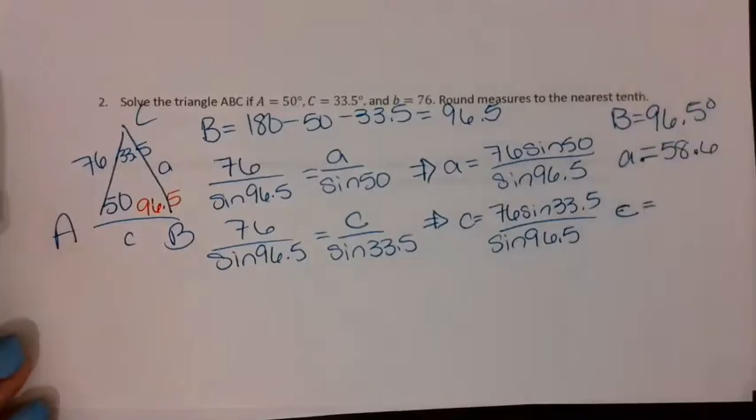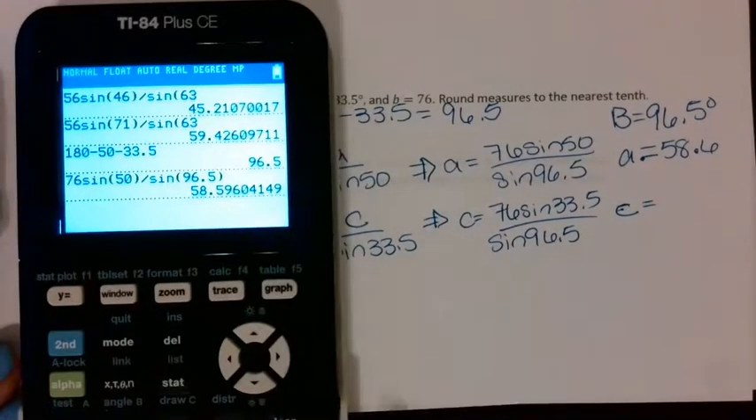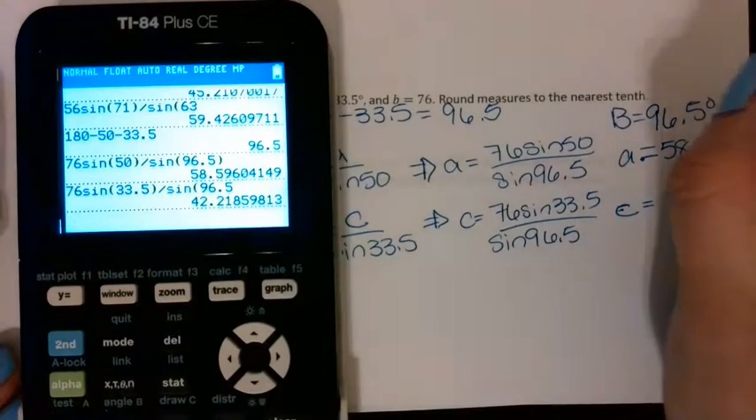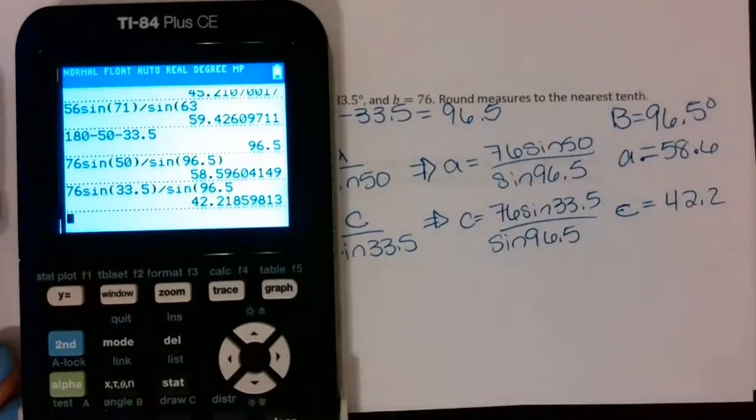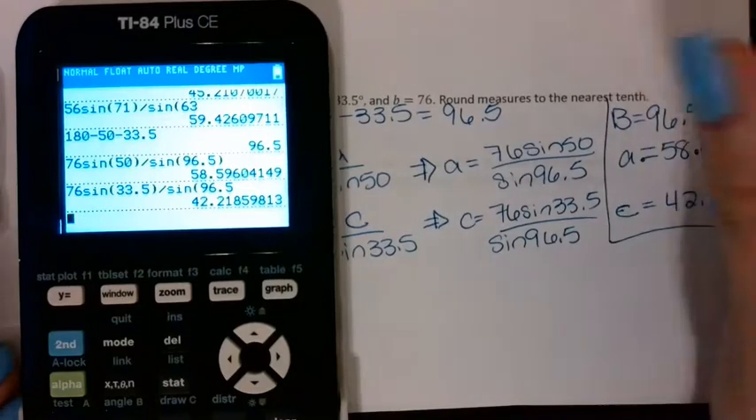I want to get C all alone, so I'm going to multiply both sides by sine of 33.5. And then I want to type that into the calculator so I know what C is. I'm doing 76 times sine of 33.5 divided by sine of 96.5. This gets me 42.2 for my side length here.